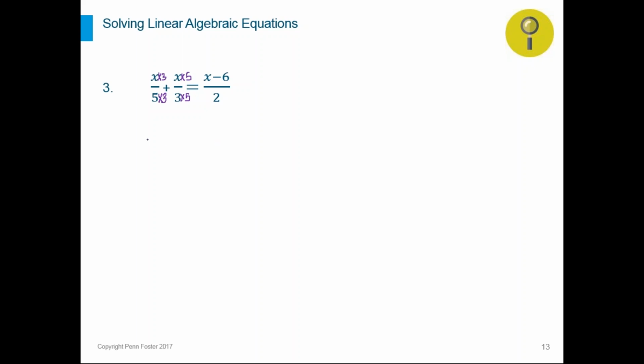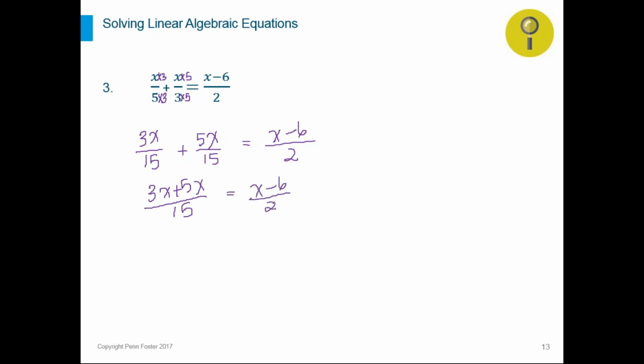Let's rewrite the equation. I didn't change anything in my equation, the same value, the same everything, it's just going to look different. So it's going to be 3x over 15 plus 5x over 15 still equals x minus 6 over 2. Now I have common denominators, so I am able to write this as 3x plus 5x over 15 equals x minus 6 over 2. Now those are like terms, or like monomials, so I'm able to add. 3 and 5 is 8, so 8x over 15 equals x minus 6 over 2. Now this looks like the ones that we had done previously.